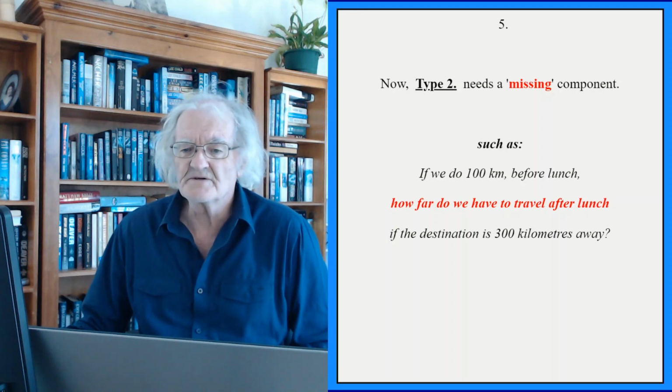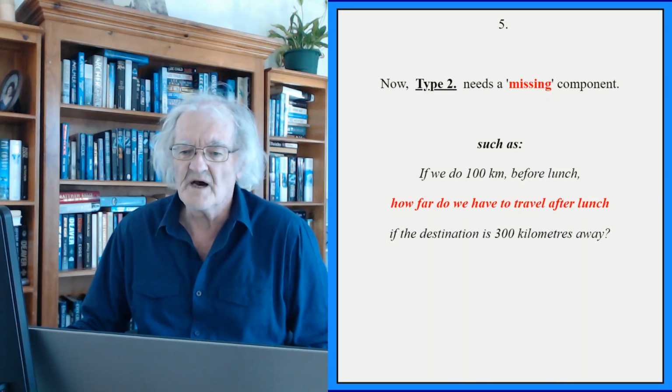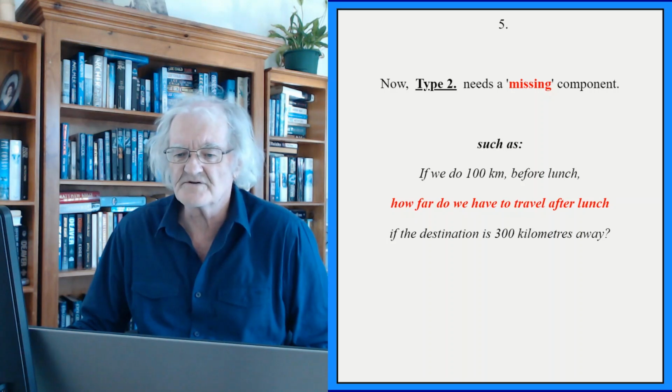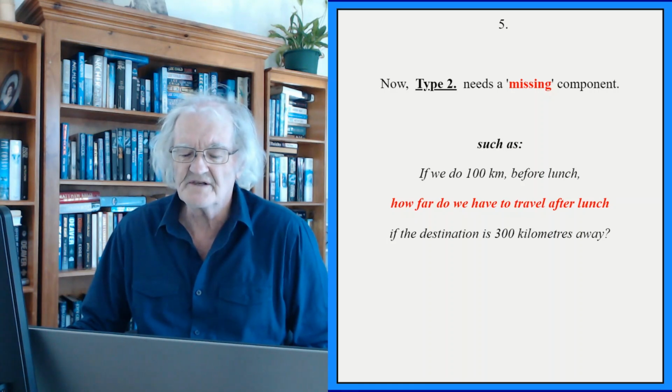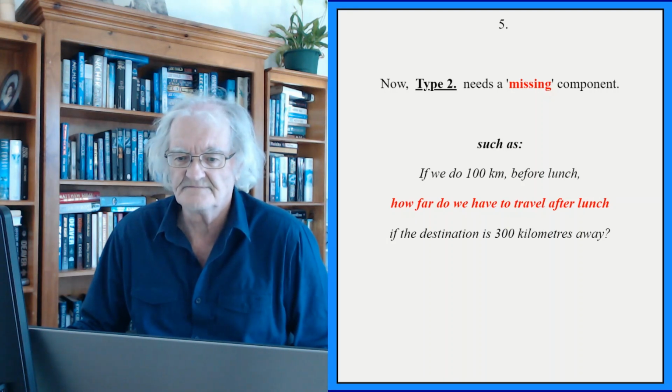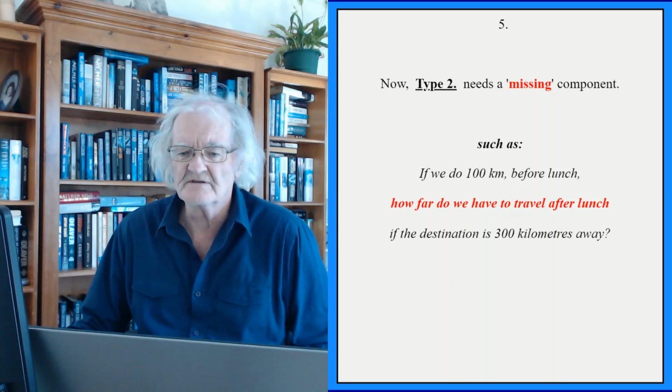Now, type 2 question needs a missing component, such as if we do 100 kilometres before lunch, how far do we have to travel after lunch if the destination is 300 kilometres away? A relatively simple question, but it's based on the structure we had in the table.